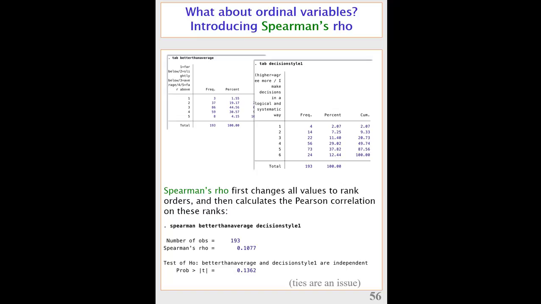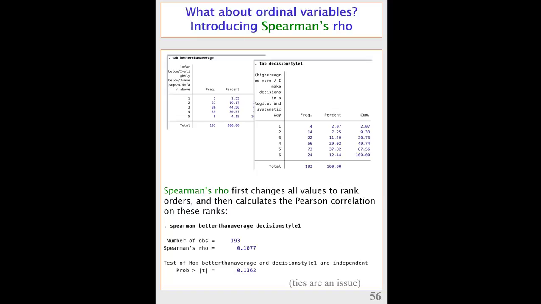H0 even gives you the H0 with it. The H0 here is that the two variables are independent of each other, or the correlation is 0, so to speak. And in this case, this one is not rejected. Because you have to rank order your cases here.